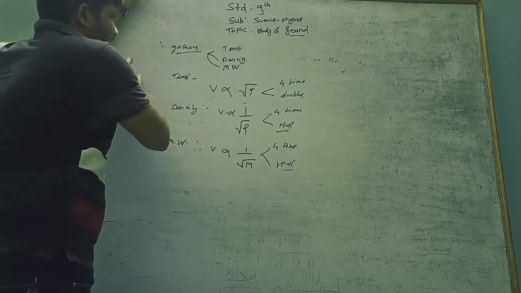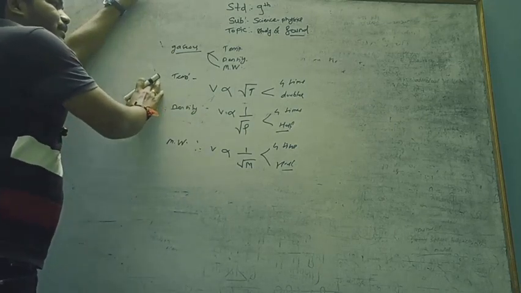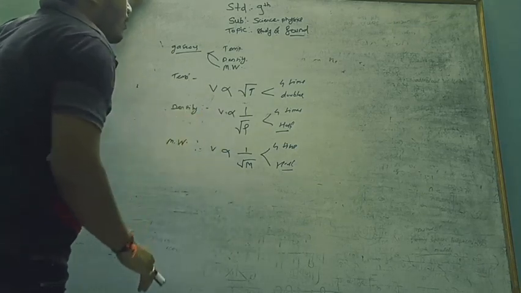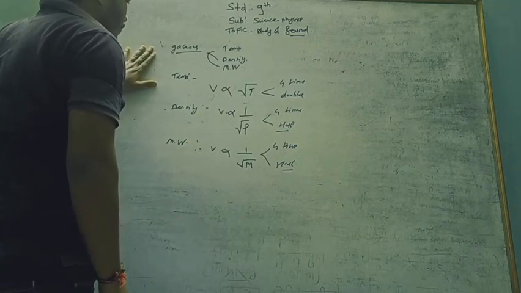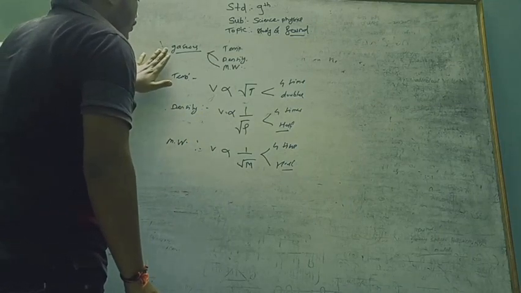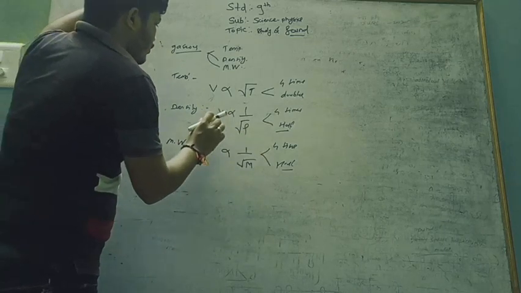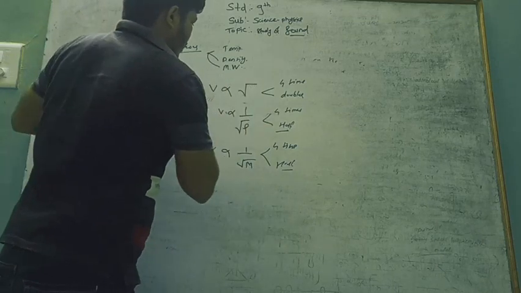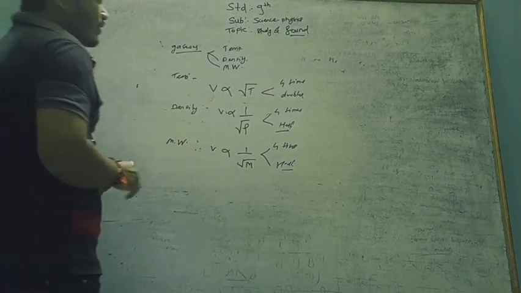So when sound is traveling through a gaseous medium, the temperature, density and molecular weight of the gas affect the velocity of the sound, okay? Now, how does it affect it? When sound passes through the gaseous medium, the velocity of the sound is directly proportional to the square root of the temperature.